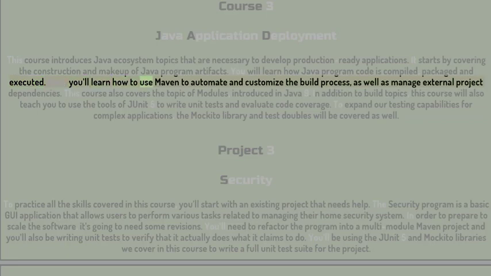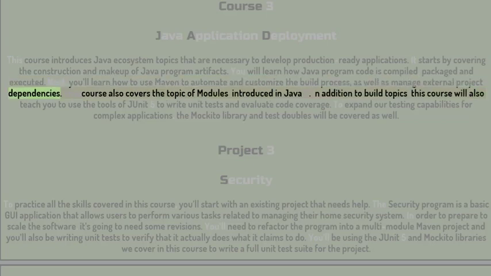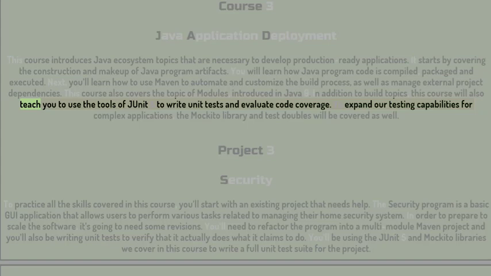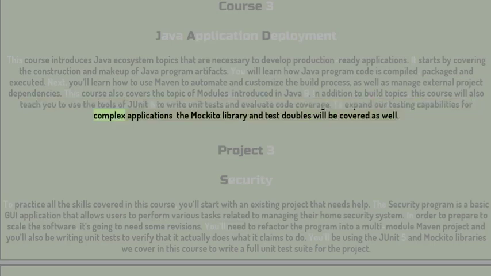Next you'll learn how to use Maven to automate and customize the build process, as well as manage external project dependencies. This course also covers the topic of modules introduced in Java 9. In addition to build topics, this course will also teach you to use the tools of JUnit 5 to write unit tests and evaluate code coverage. To expand our testing capabilities for complex applications, the Mockito library and test doubles will be covered as well.